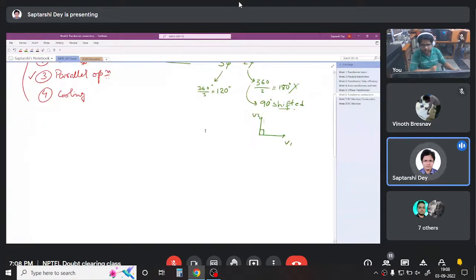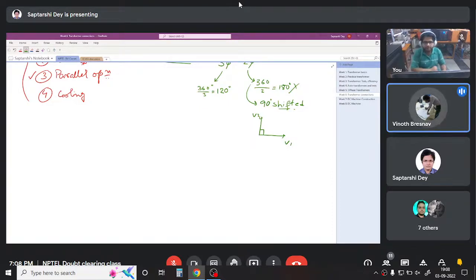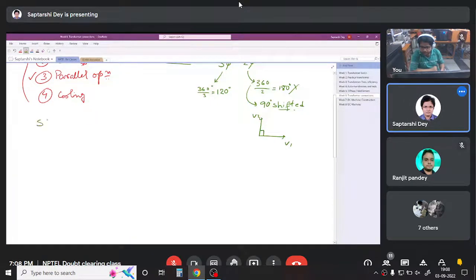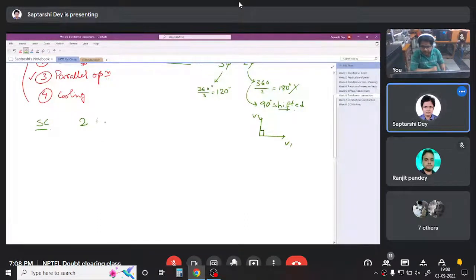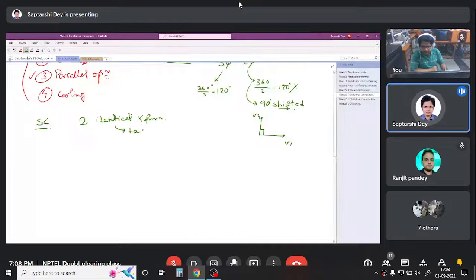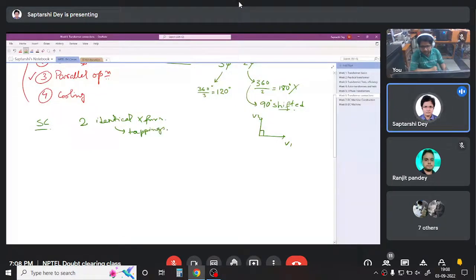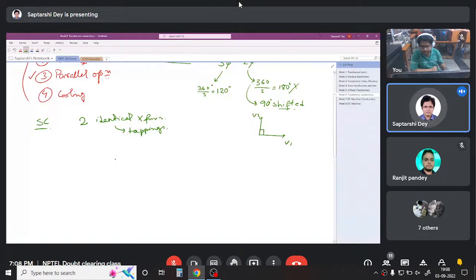Now, do you guys have any doubt about Scott connection, or should I discuss it once in brief? Brief introduction needed, sir. Okay. So in Scott connection, we have two identical transformers with tappings. Now, where those tappings are, we will see. Not changeable tappings, fixed tappings, but we need tappings.